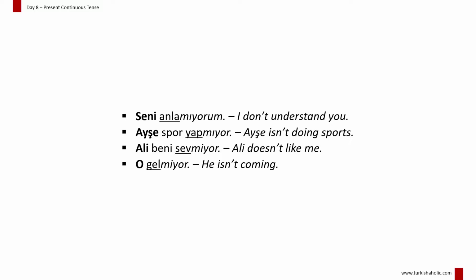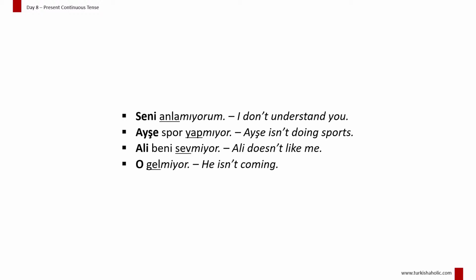The verbs sevmek and anlamak are used in the present continuous tense in Turkish, while they are used in the present simple tense in English. There are many other verbs in Turkish that may be used in a different tense in English. This will only be a bit problematic if you're doing translation work, but otherwise you will understand the difference in time.